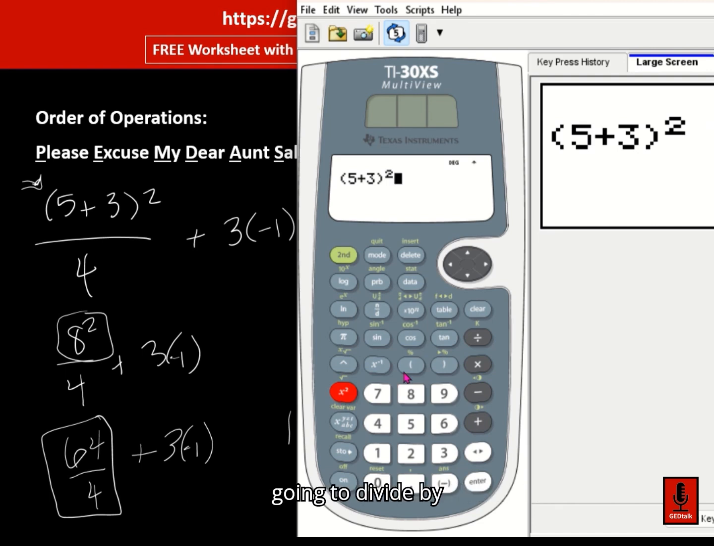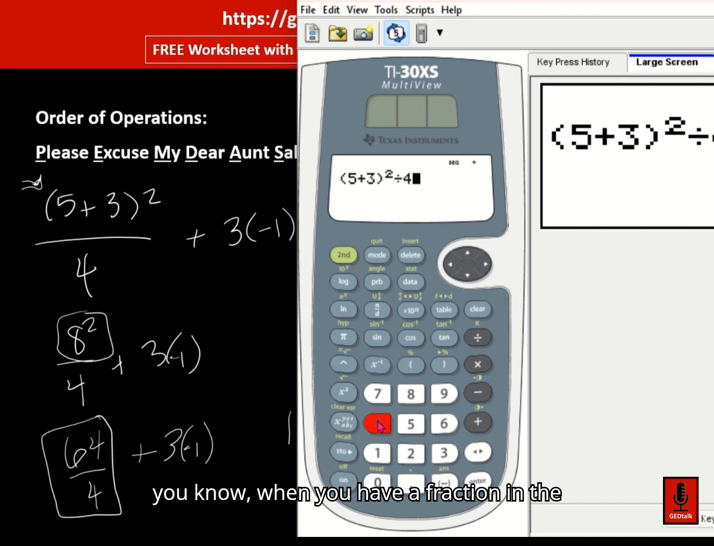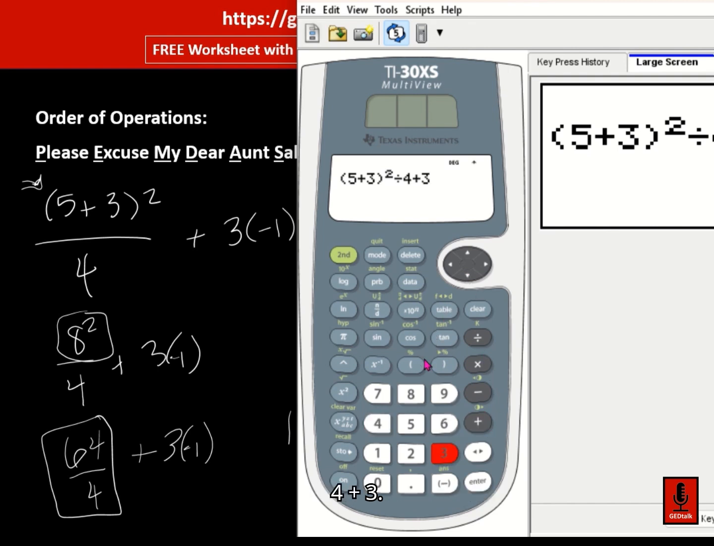And then I'm going to divide by 4, and I could either use the division key or I could enter this as a fraction. But as some of you know, when you have a fraction in the calculator, you need to really pay attention because you have to end up arrowing your way out of the fraction to enter numbers. So divided by 4 plus 3 times -1.